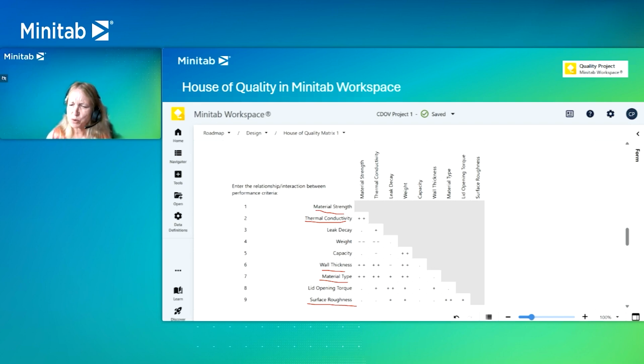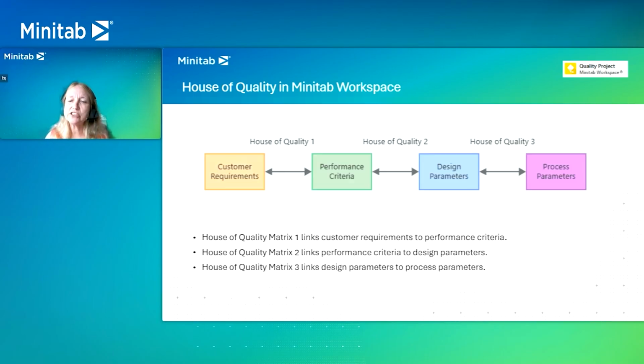So that's a quick tour of a house of quality, probably a new tool to many of you, but very key in looking at design for Six Sigma. So hopefully you found that a little interesting. It turns out we're going to do 3 of these.